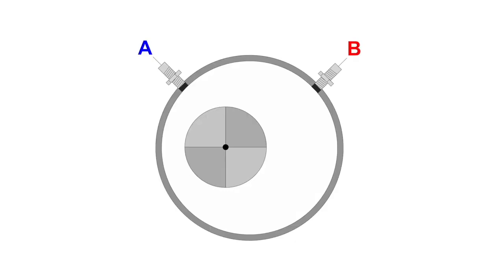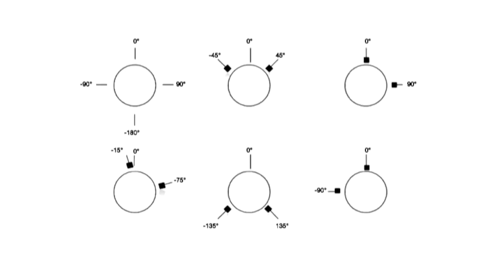We need two sensors for measurement on one plane. We use A and B labels. There is usually 90 degrees angle between sensors. Correct sensor angle setting is necessary for correct results. Here are several examples.